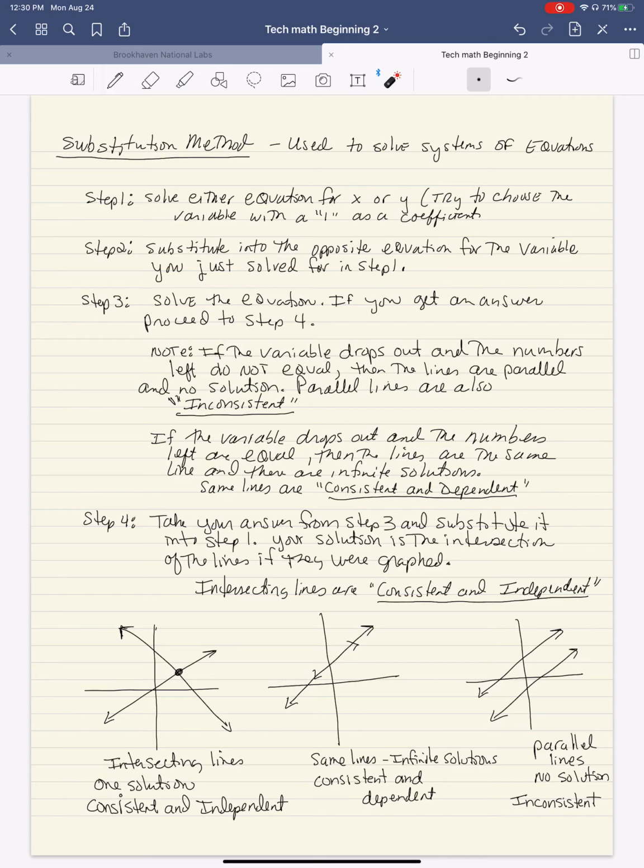Down here you can see I just made a quick graph: intersecting lines, one solution, consistent and independent; same lines, infinite solutions, consistent and dependent; parallel lines, no solution, inconsistent.